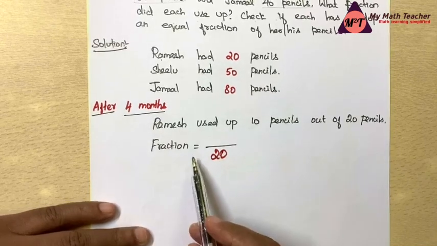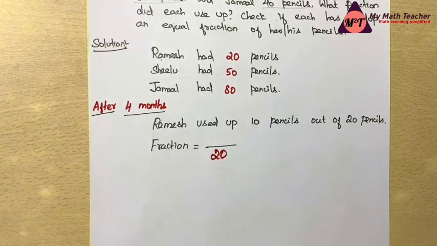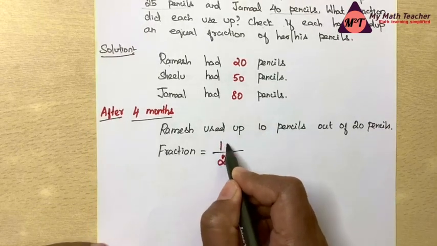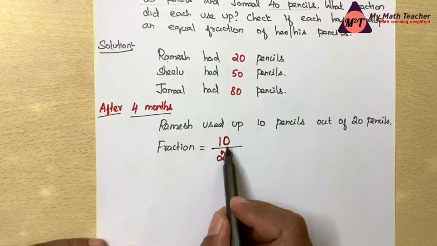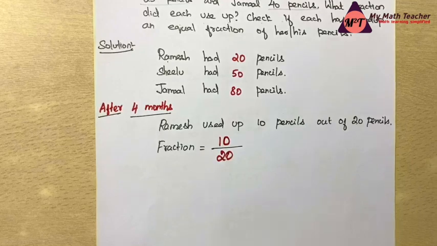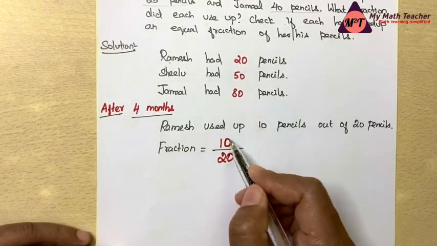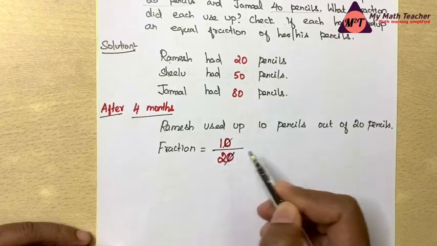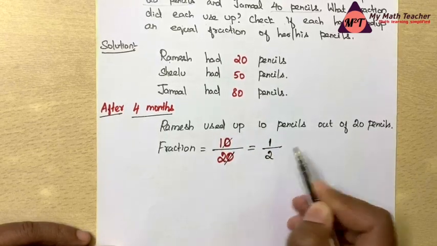Now after 4 months, how much is left with him? He has used 10 pencils. So now you can write this is the numerator. So out of 20, he has used 10. Now what will be the fraction? So as I said in the previous one, if you can divide by 10, 0 and 0 will be cancelled here. It will be 1 divided by 2.